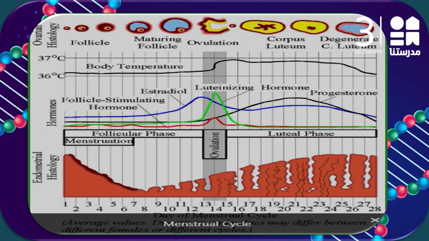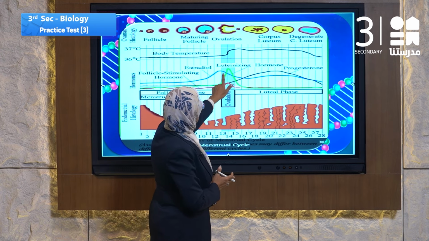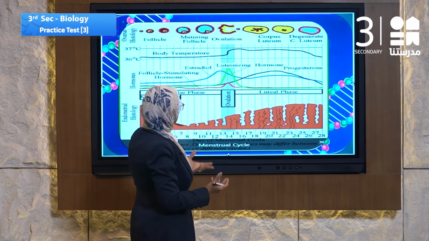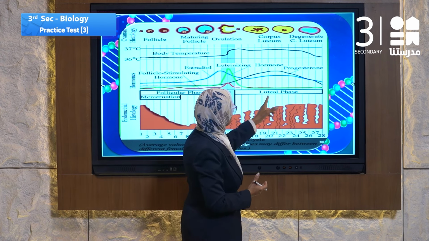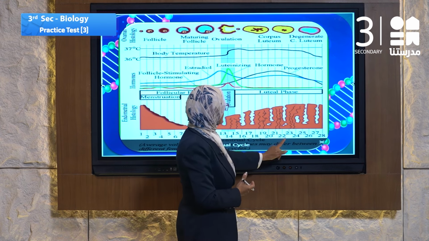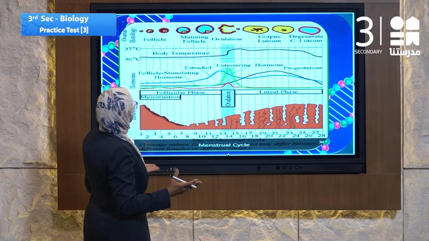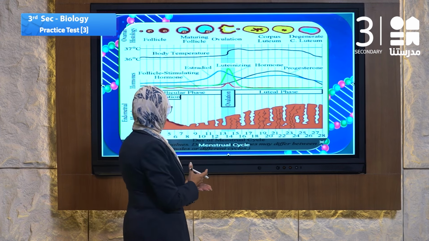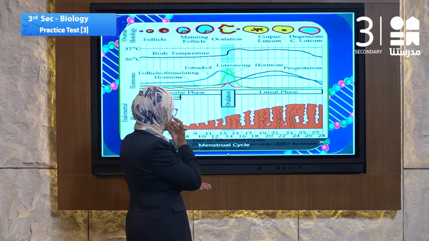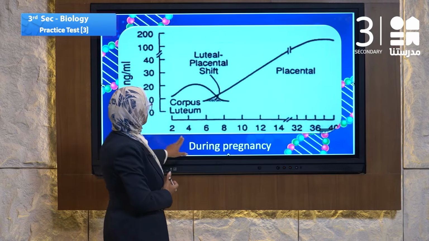The corpus luteum secretes many hormones during the menstrual cycle and pregnancy. In the menstrual cycle, after ovulation the luteinizing hormone increases, and the luteal phase increases until day 22. It is highest at that day of the menstrual cycle. So the answer must be no.